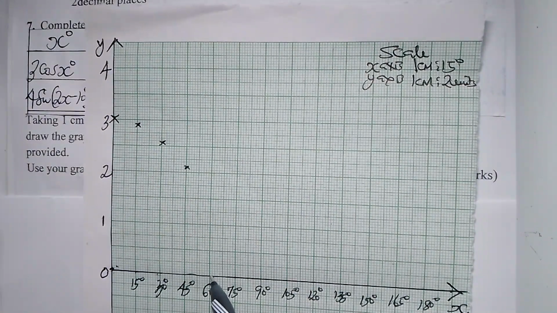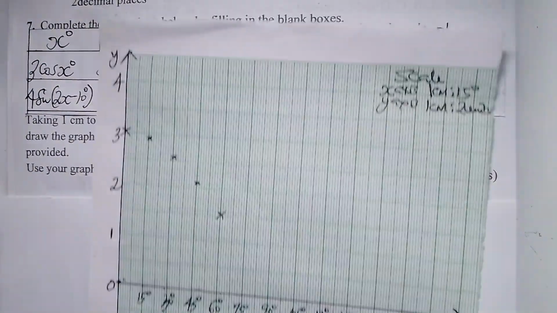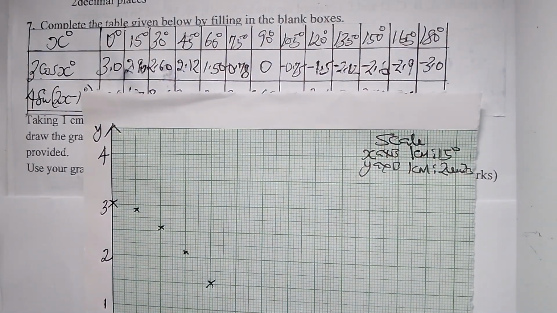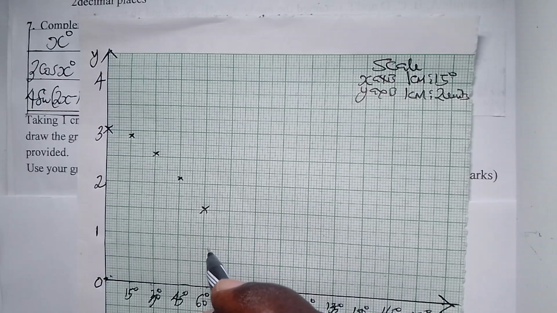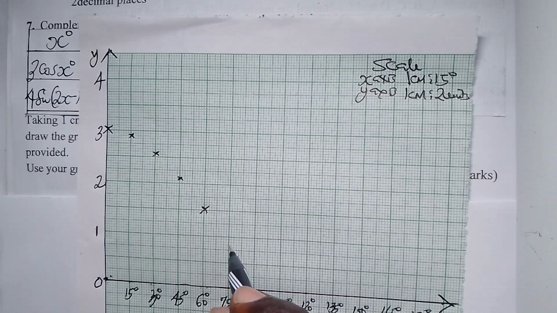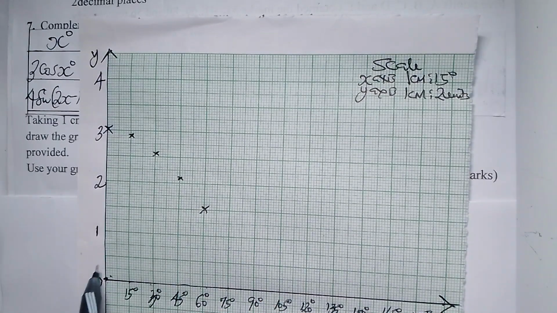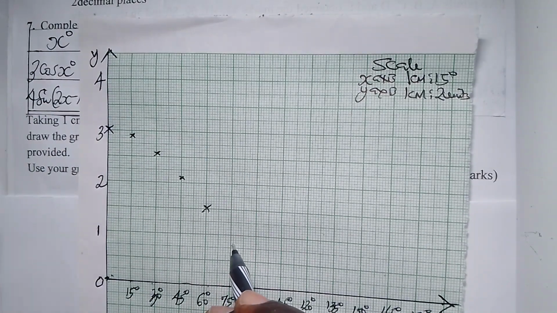60, 1.5, easily located. Put a mark there. 75, 0.8 approximately. 0.8 will be 4 small squares below 1, or 1 small square after 0.5, because this is where we have 0.5, so 0.6, 0.7, 0.8.